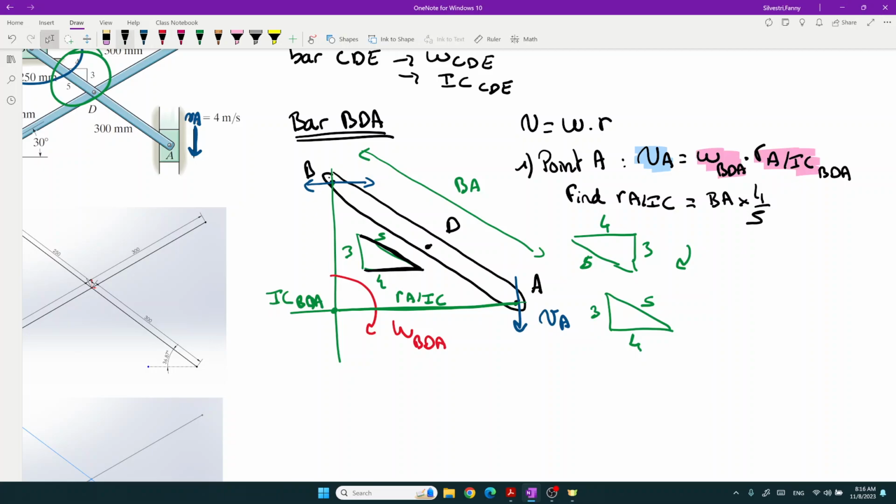So now we can find VA. So we have now this one that is blue. Let me try to make it blue.